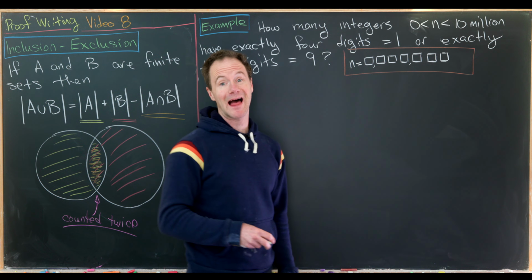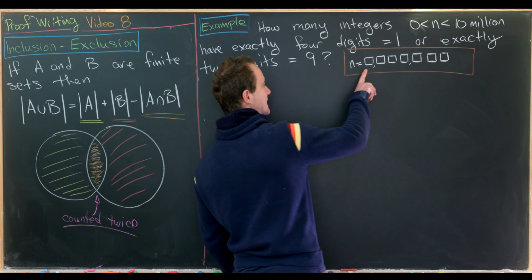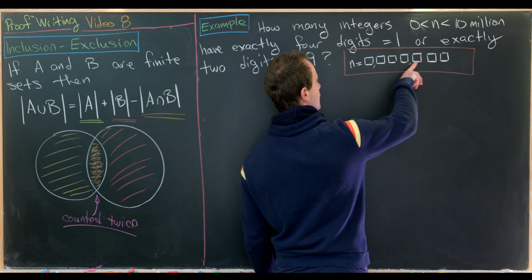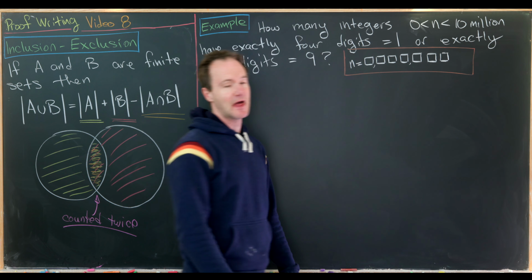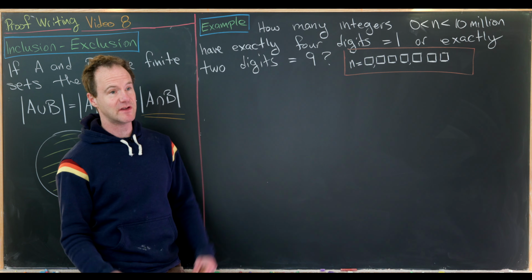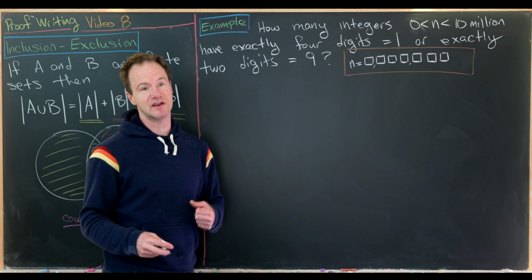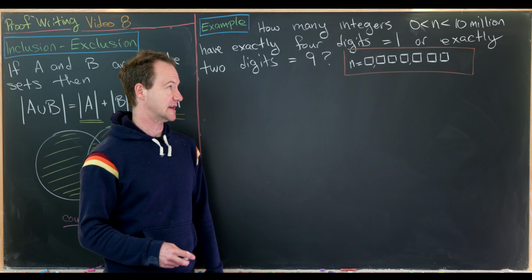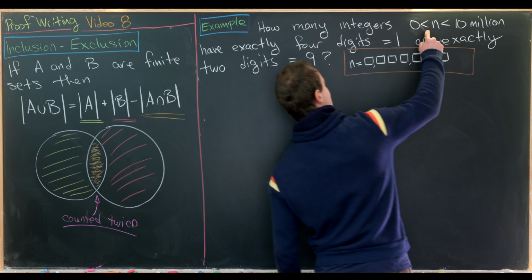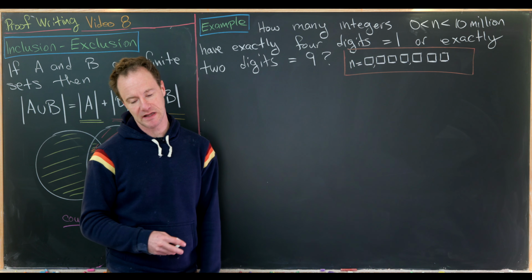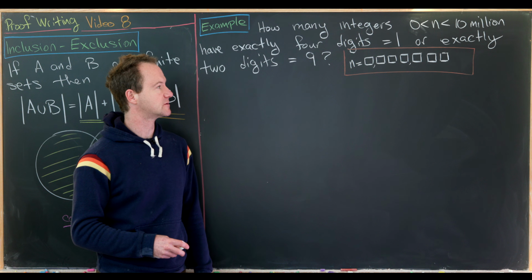And that's where we're allowing 0 to be leading digits. So we would allow something like 0, 0, 0, 0, 1, 2, 3. That would be an allowed 7-digit number in this case. Now, often if we were just to say a 7-digit number, we would not allow a leading 0. But in this setup right here, where we have n between 0 and 10 million, we do allow leading zeros.